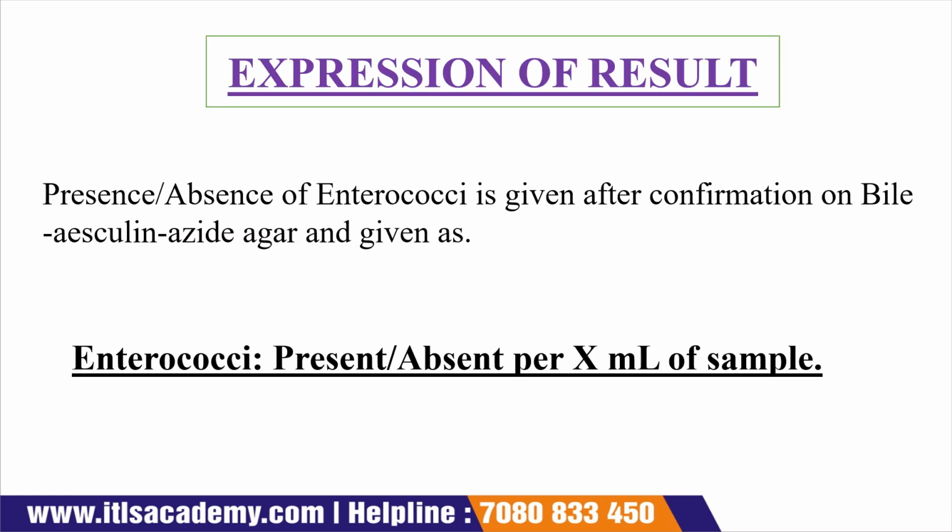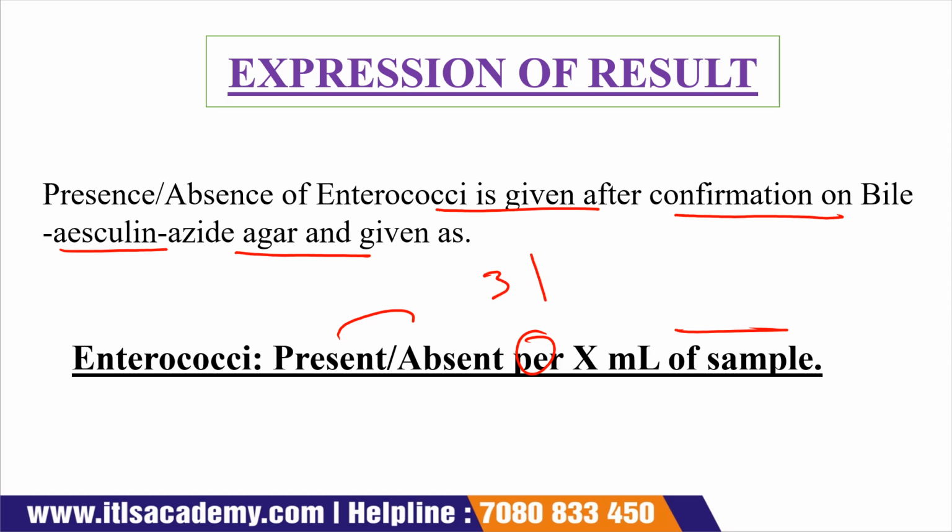Expression of the result: presence or absence of enterococci is given after the confirmation on bile esculin azide agar, and it is represented as present or absent per 100 ml of sample. Suppose that we get 3 colonies, then 3 colonies in 100 ml. This is the result that we show.